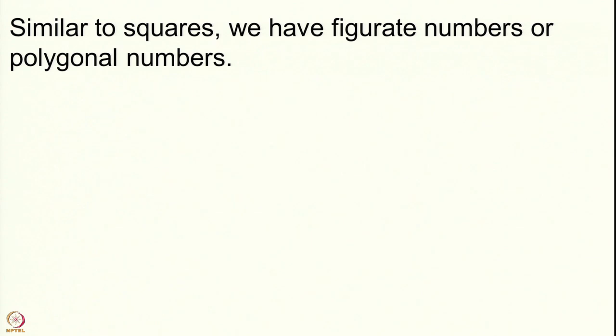Similar to squares, we have figurate numbers, or what are also known as polygonal numbers. So, squares are the numbers which can be written in a grid of squares. This is 1, 2, and then you have a grid of squares to write 9. And so on. So, a square number is called a square because you can put that number in a square grid where each side is represented by the square root of that number. So, 16 is the number of elements which are put in a square grid consisting of 4 rows and 4 columns. So, square is a geometrical figure.